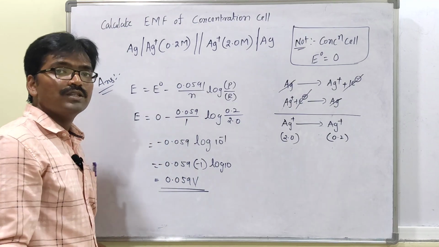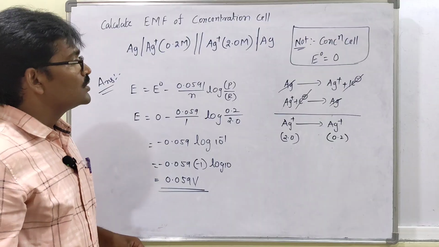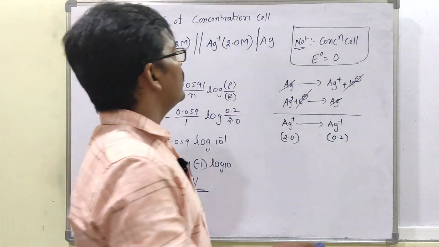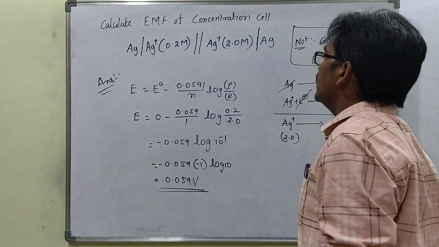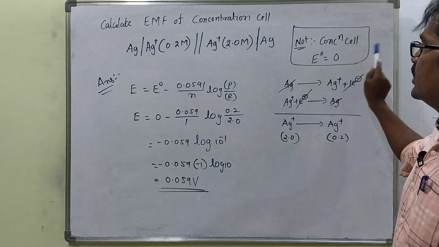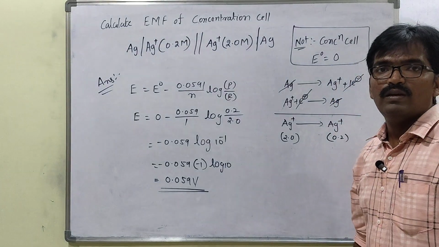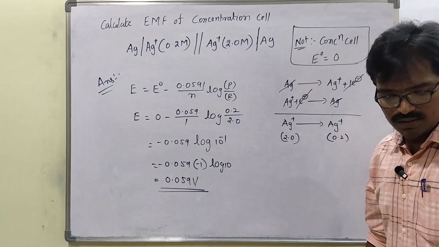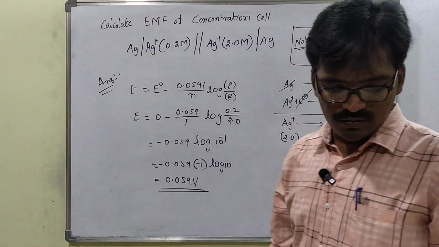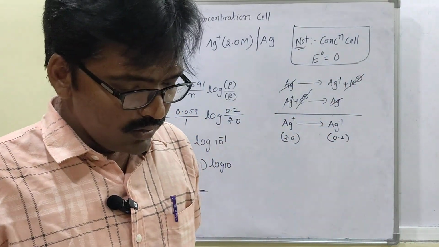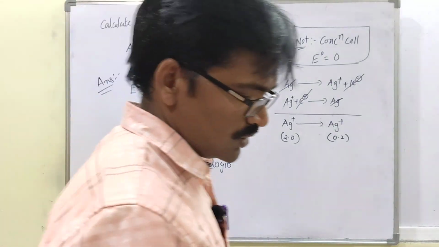This is the concentration cell. Understand, all of you? For a concentration cell, whenever the question asks about a concentration cell, you have to take the E naught cell value as 0. Understand, my dear students? Right. Yes, one more question we'll do. Just note it.